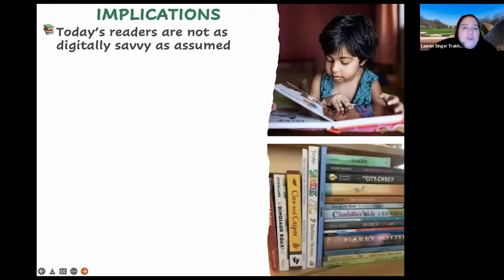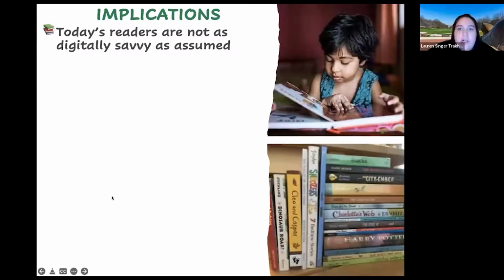Okay. So these are some implications that we think are important for educators, parents, and readers yourselves, because all of us often have to pick between print and digital. We think you should consider from our research. The first is that today's readers are not as digitally savvy as assumed.